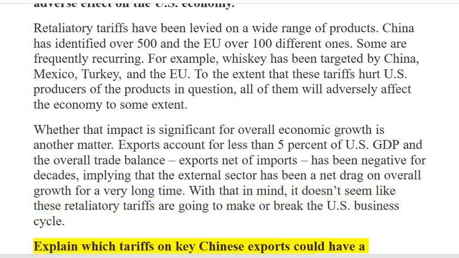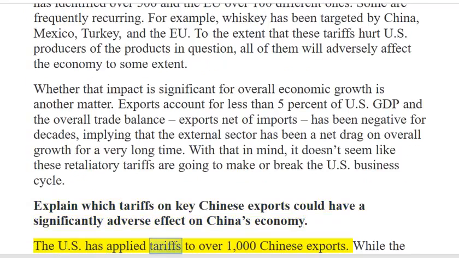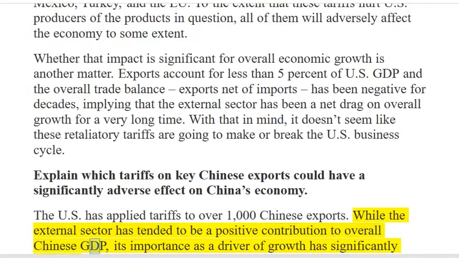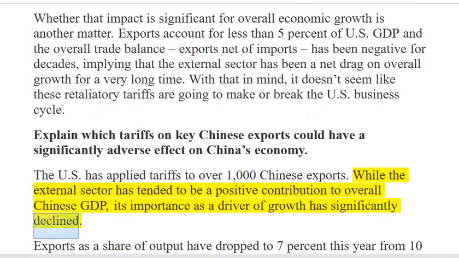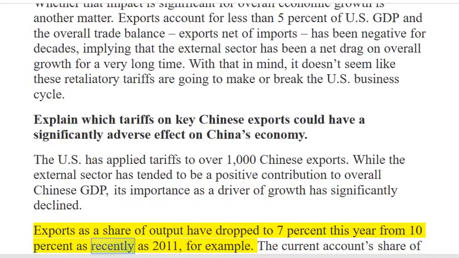Explain which tariffs on key Chinese exports could have a significantly adverse effect on China's economy. The U.S. has applied tariffs to over 1,000 Chinese exports. While the external sector has tended to be a positive contribution to overall Chinese GDP, its importance as a driver of growth has significantly declined. Exports as a share of output have dropped to 7% this year from 10% as recently as 2011, for example.